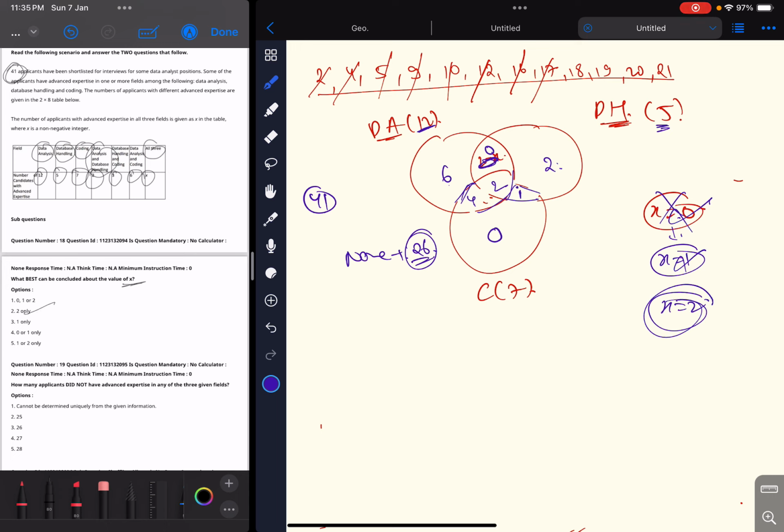Now, how many applicants did not advance in any expertise? So none, so 26 is the answer. Okay, so 18 and 19 are done.